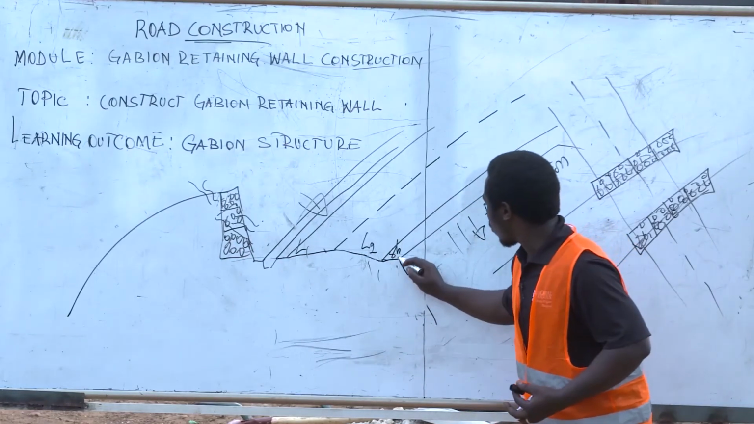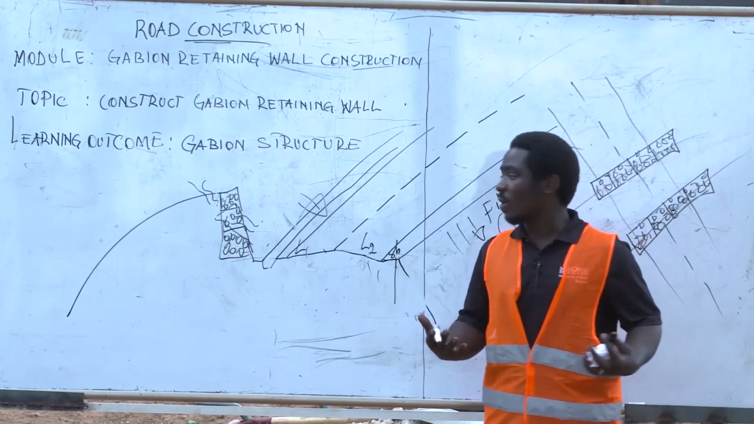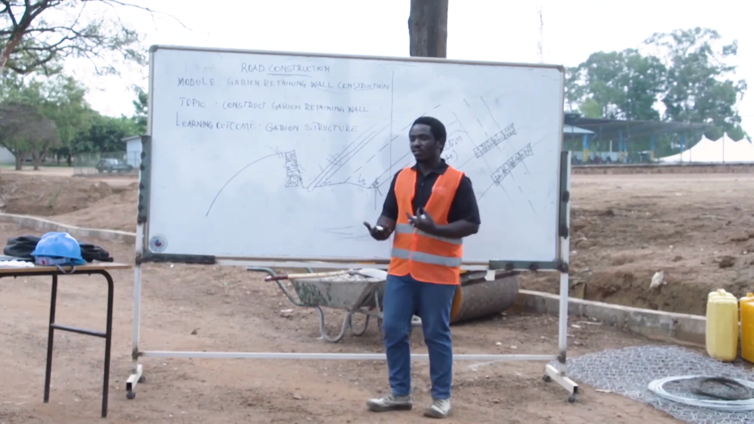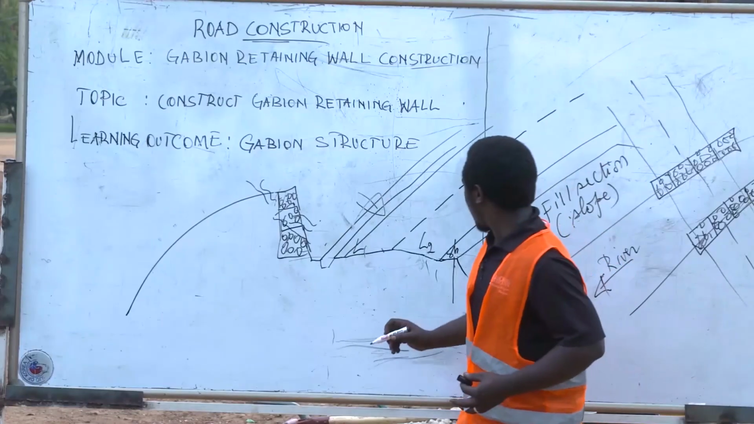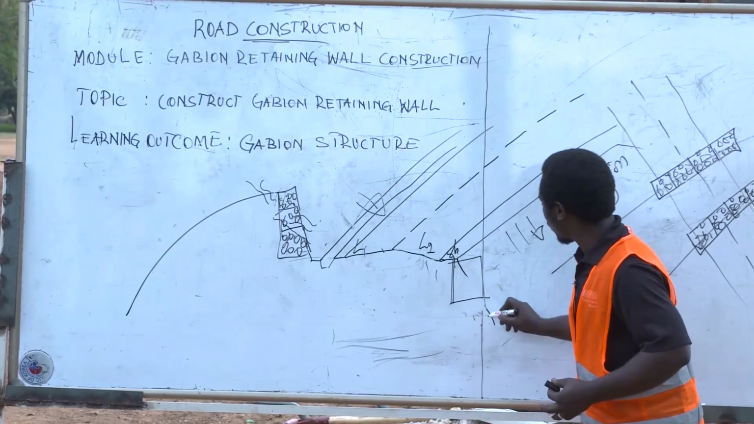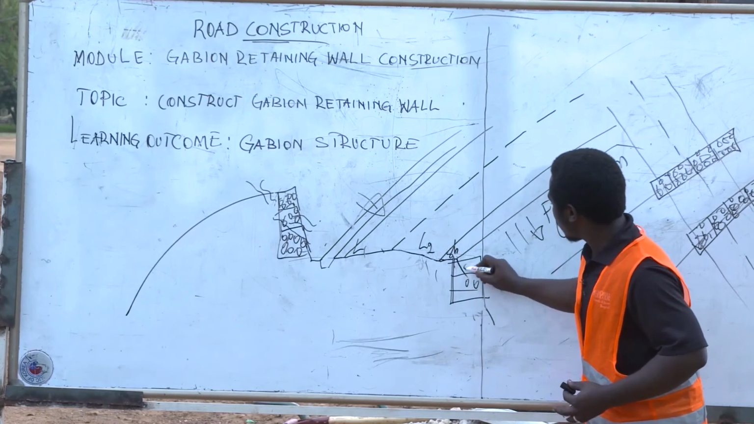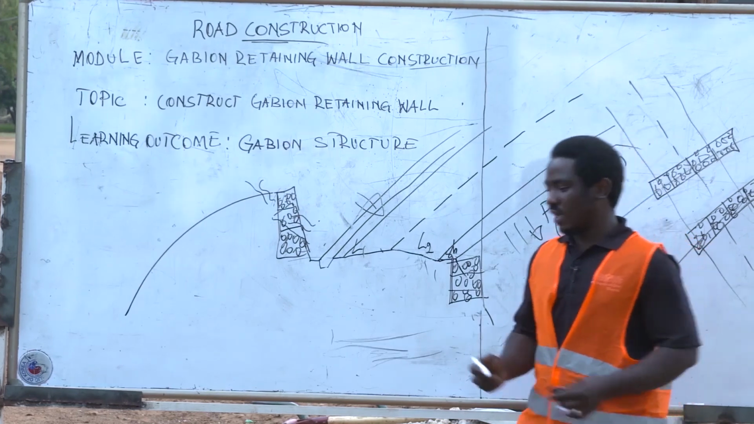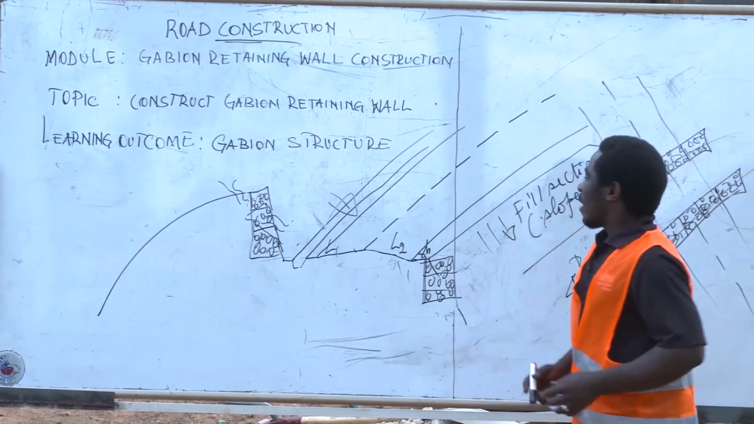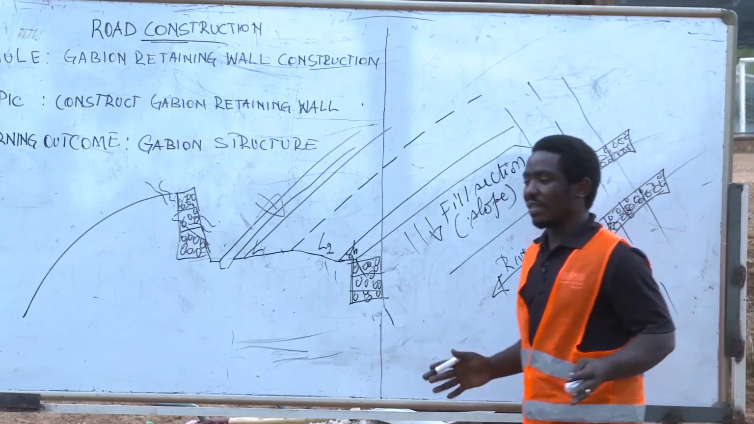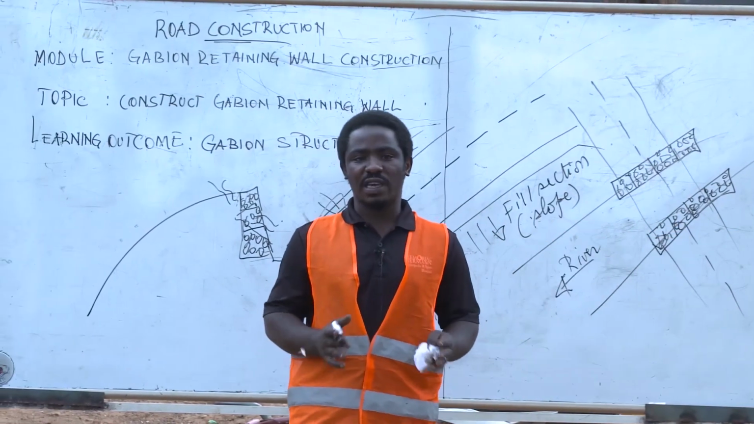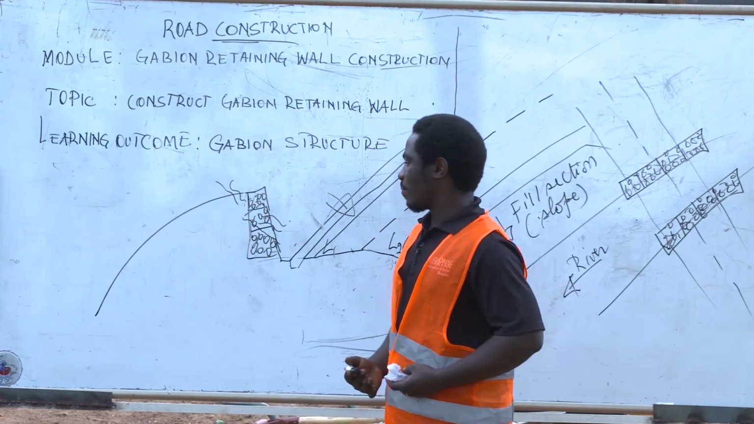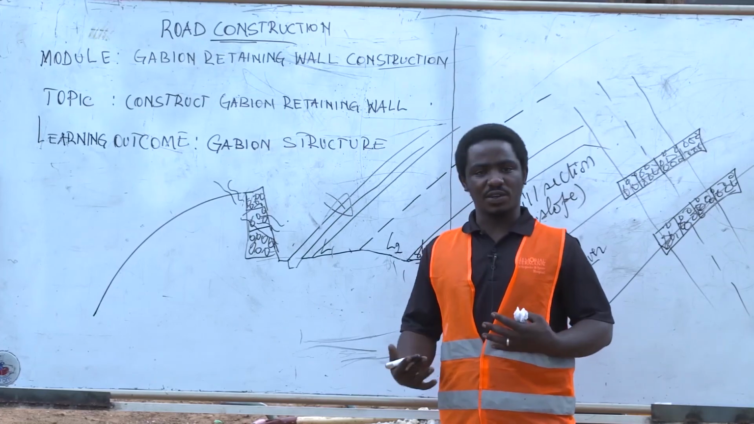The same case here on the fill section, if you find also the angle of the cut is more than the angle of internal slope or internal friction. So here we will also use the gabion. Okay. Here we may use the gabions. So here we have seen why we need to use gabion retaining wall construction. Thank you. Next step, we may start to see the materials and the tools.